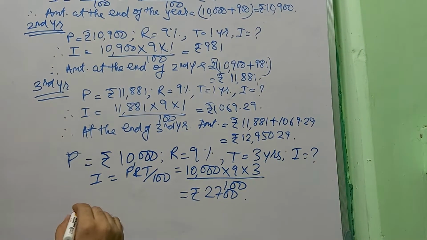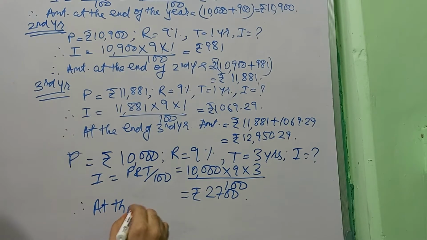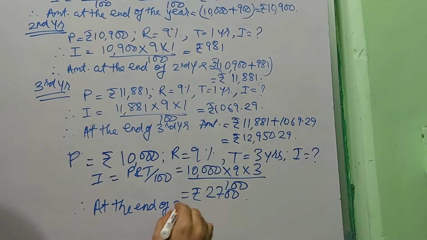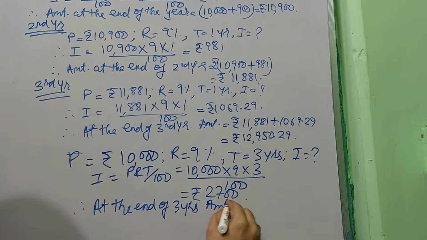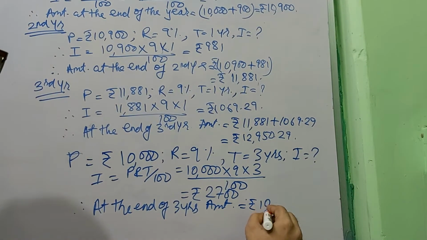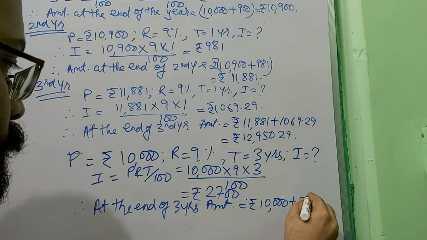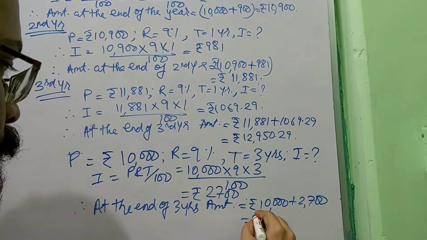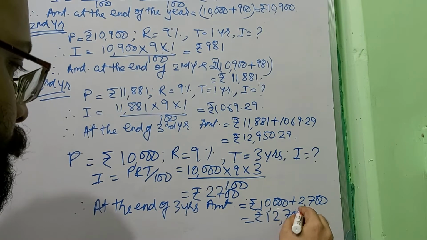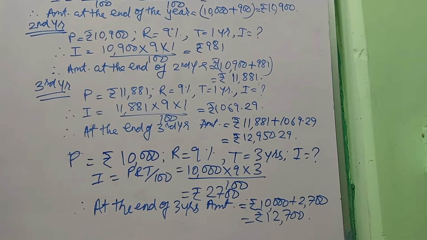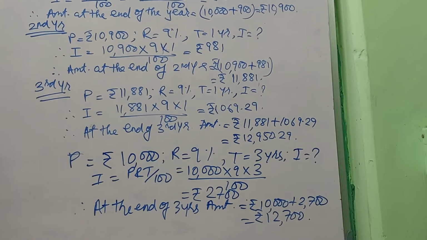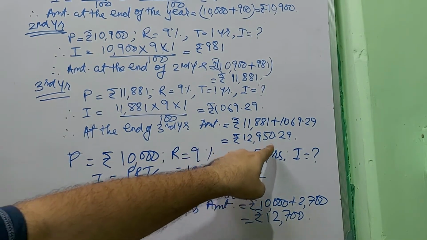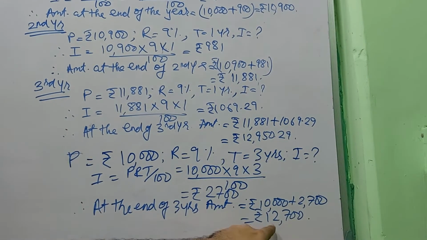So what will be the amount at the end of 3 years? The amount will be 10,000 plus 2,700, and we will get 12,700. See, if it says to make a comparison between what you have at the end of 3 years for simple interest and at the end of 3 years for compound interest, you will find that with compound interest you are getting more amount, whereas with simple interest you get less amount.